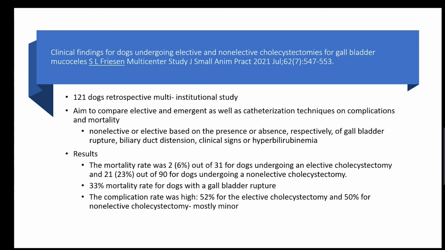And they had a pretty firm definition of non-elective or elective cases based on the presence or absence of clinical signs. Certainly emergency cases were those that had gallbladder rupture, biliary tract distension, and those that had clinical signs or blood work changes. So in this cohort of patients, the mortality rate was significantly lower, just 6%, for dogs that had elective surgery, and about 25% for the dogs that were requiring urgent or non-elective cholecystectomies.